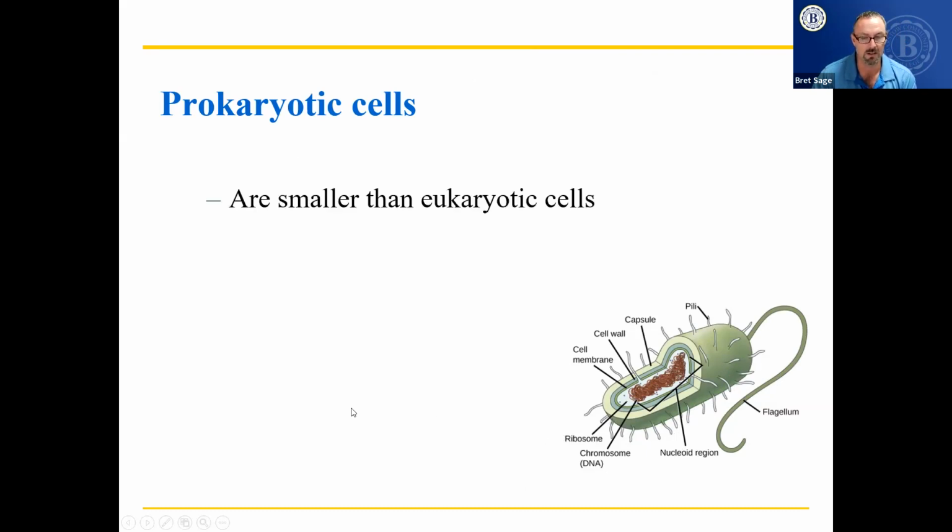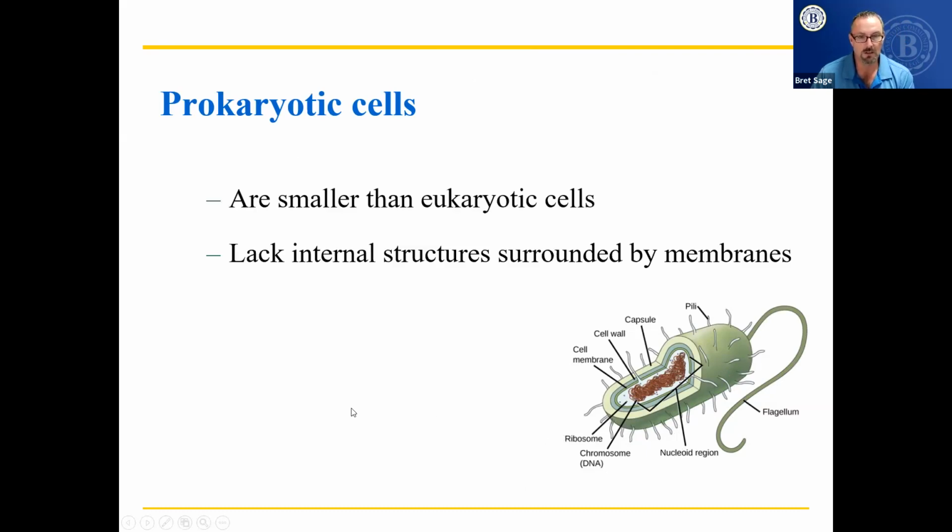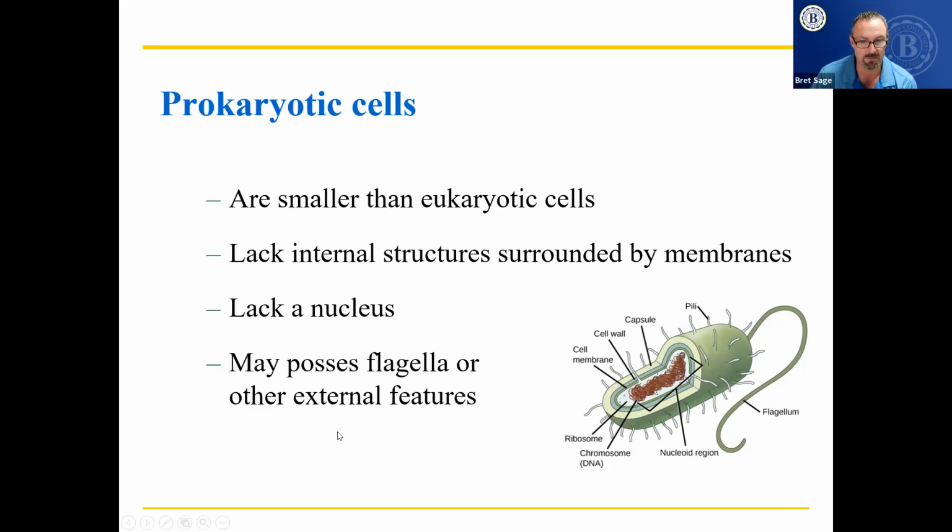They're almost always smaller than eukaryotic cells. They lack internal structure surrounded by membranes. So that's the main difference between prokaryotic and eukaryotic cells. And they don't have a nucleus. So even though they have DNA, they don't have it surrounded by a nucleus. So there you go. They can have flagella or other external features such as pili, a capsule, and a flagellum.